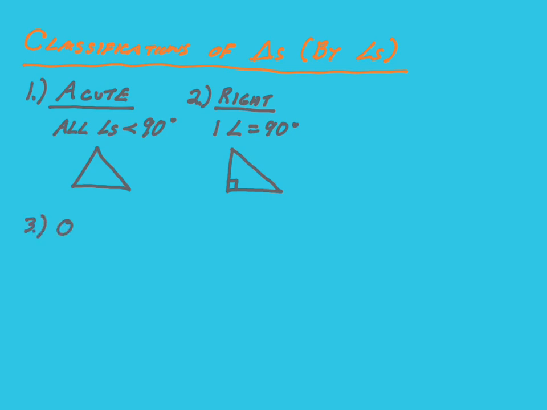Third is an obtuse triangle. This is when we have one angle that is greater than 90 degrees. So we have a big angle somewhere inside the triangle.